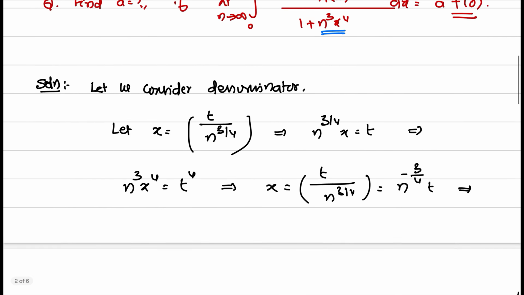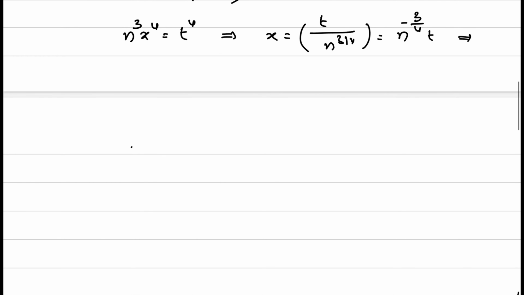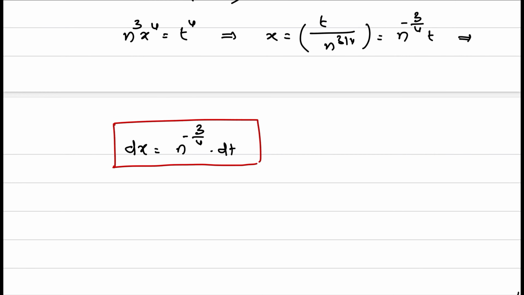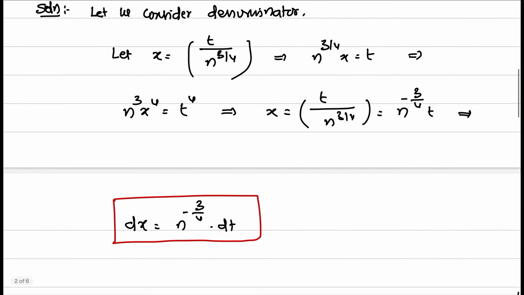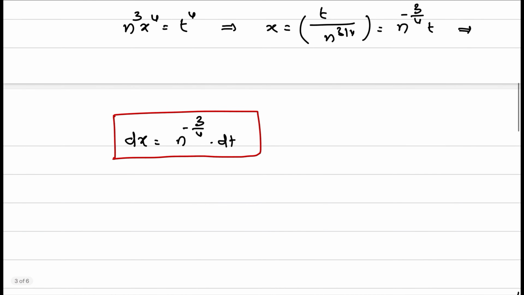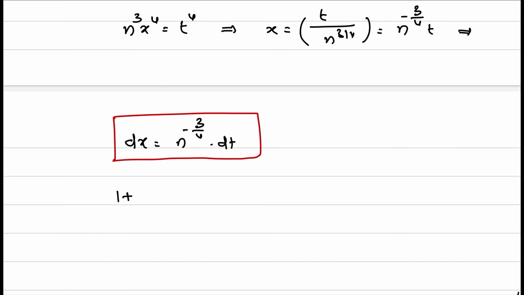That implies dx is equal to n to the power of minus 3 by 4 into dt. This is the value of dx we have got. Let us try to simplify the given equation. What happens to the denominator? 1 plus n cube into x to the power of 4 is equal to 1 plus t to the power of 4. It is simplified this way.